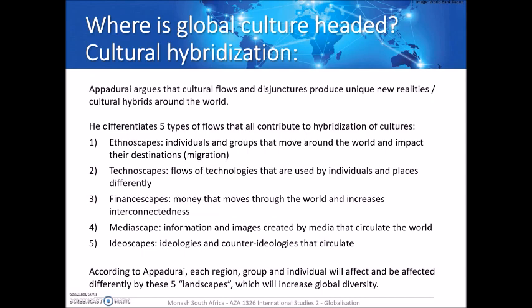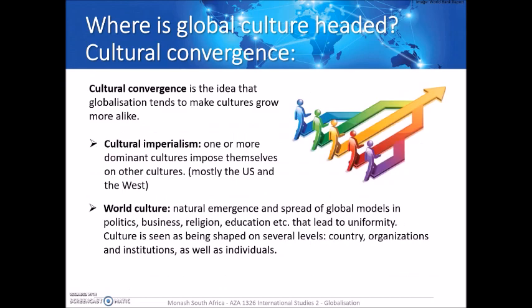So that's cultural hybridization. Moving on to this third one, cultural convergence is very opposed to this. It's the idea that globalization tends to make all cultures grow more alike and that will eventually end up with one global culture. And there's two sub-categories to it, or sub-ideas.